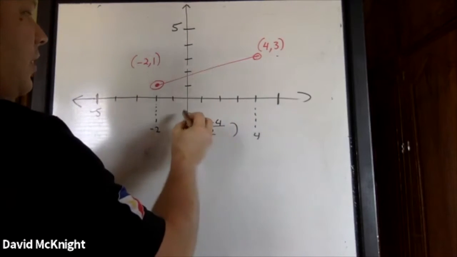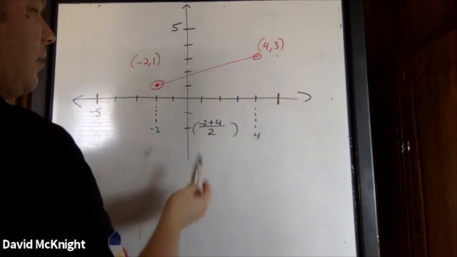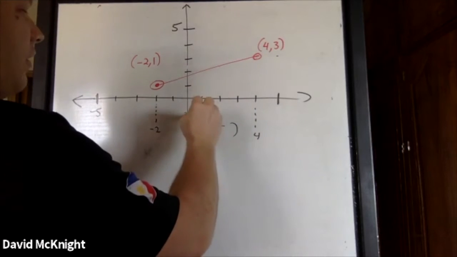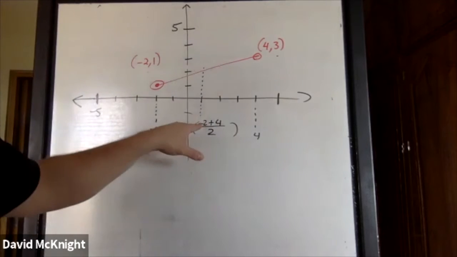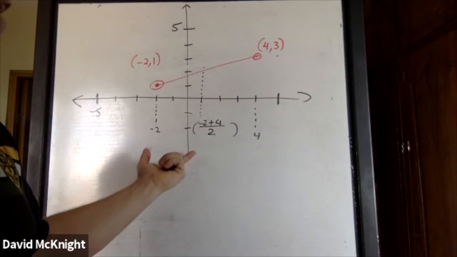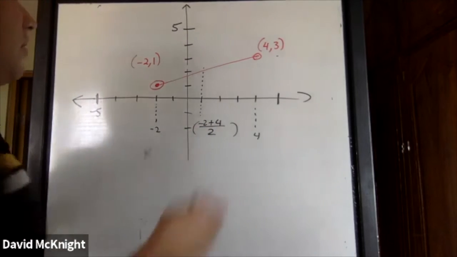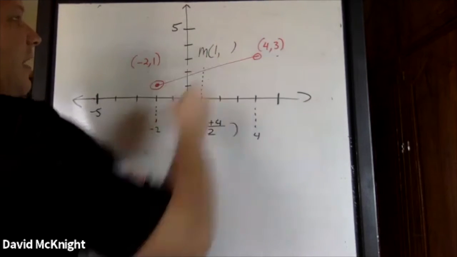And we know that it's at 1, 2, 3. That's going to be what? 1, positive 1. So if we add -2 plus 4 is 2, 2 divided by 2 is 1. So that's the average of those 2 points, right? So now we have our midpoint, we have the x value.